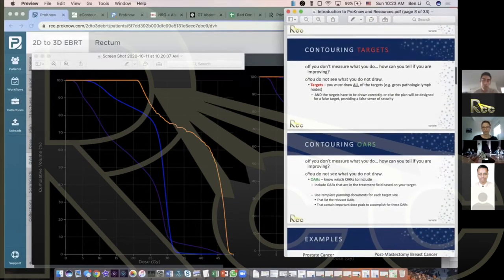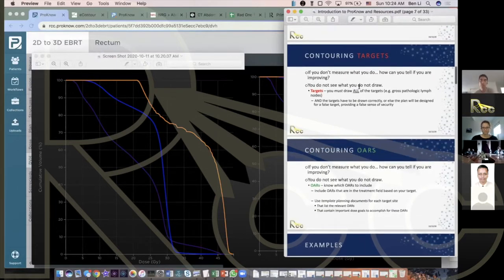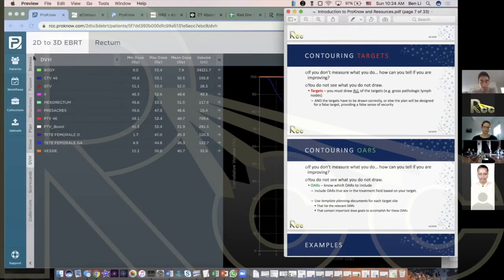This is important for OARs because this will help us to prevent toxicities, and it's especially important for targets because for targets, we often play a really fine line between prescribing just enough dose. If our calculations are wrong, if our contouring is wrong, then we're prescribing just below the dose that we need.